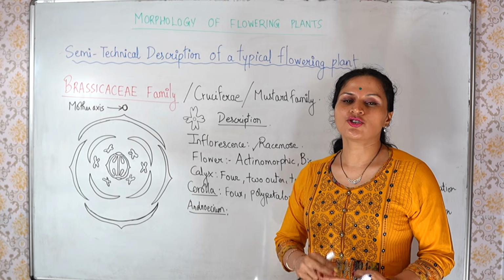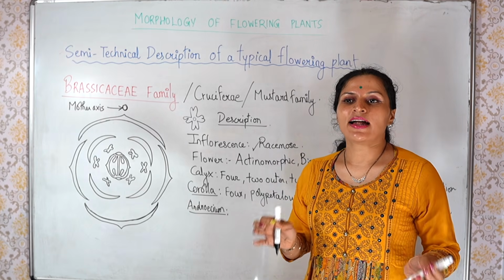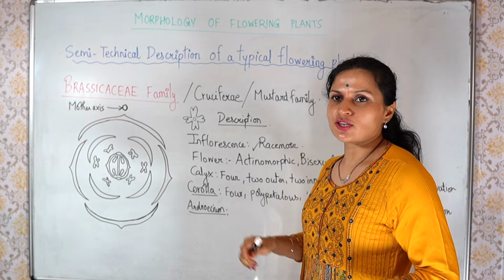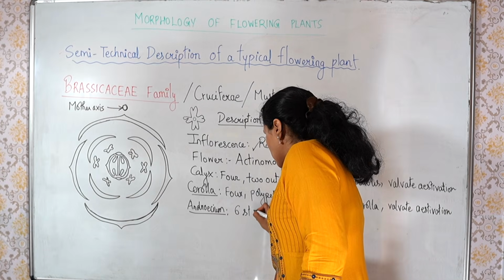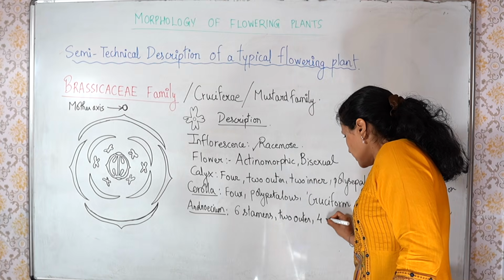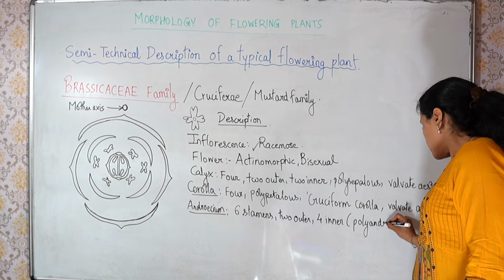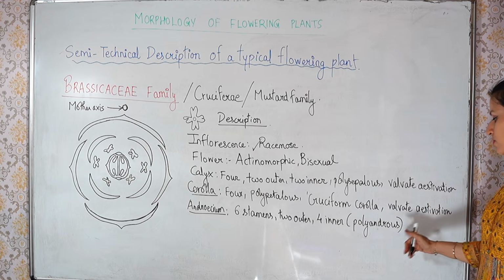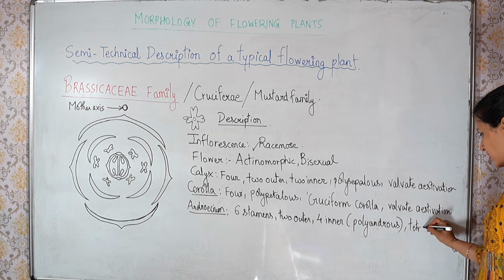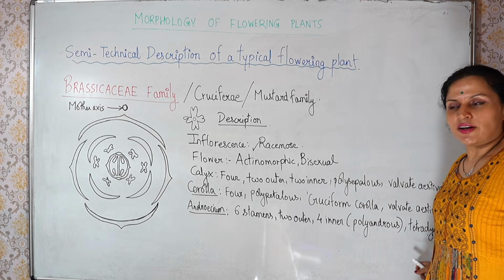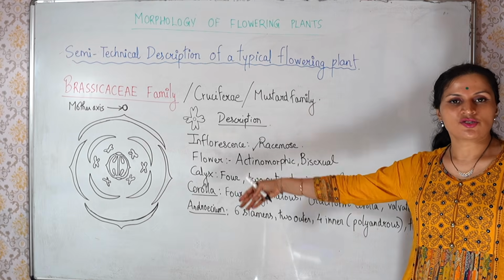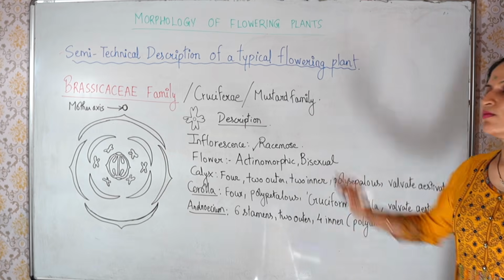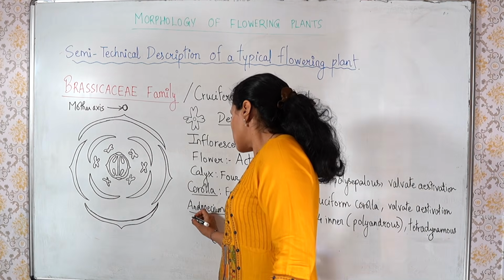What is this condition also called? Tetradynamous condition. The 4 inner ones are long and the 2 outer ones are short. 6 stamens, 2 outer, 4 inner. They are polyandrous, meaning not attached to any other whorl. They are free stamens and it's a tetradynamous condition. You learned tetradynamous in the previous parts of this chapter. What example has been cited for tetradynamous? Mustard, which comes from this family. So that's about the Androecium.